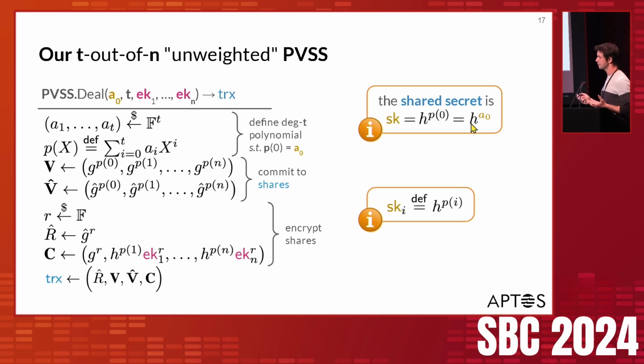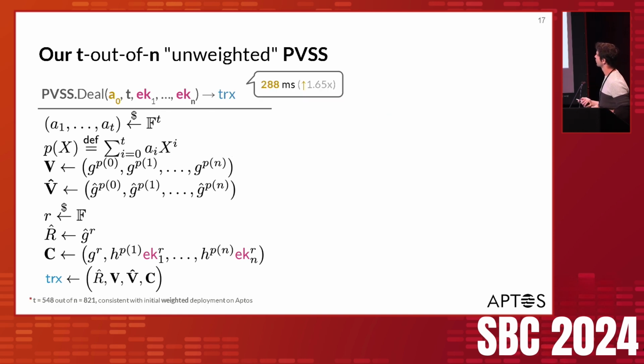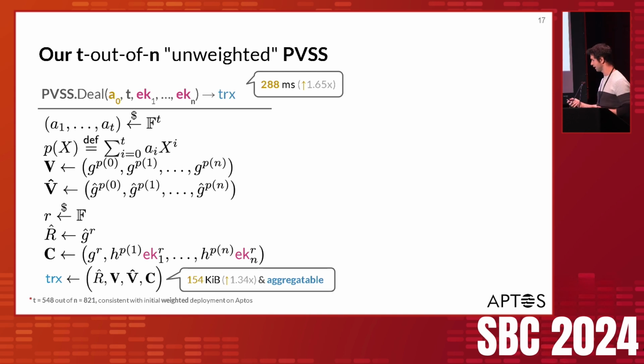And the nice property that you'll get is that given enough SK_i's, so given more than t, you can aggregate the SK via what some of you know already as Lagrange interpolation, which I'm going to mention later. Okay, so how does this perform in practice? If we do this in a t-out-of-n setting where t is 548 and n is 821, those were the initial numbers we used in the Aptos deployment, then you can do a dealing in 208 milliseconds. This is a little bit slower than the state-of-the-art SCRAPE protocol because we have some extra elements here, this V vector that SCRAPE doesn't. But as I'll argue later, that doesn't matter because we win in other parts. The transcripts are pretty small too, 154 kilobytes, and they're aggregatable because these elements have really nice homomorphic properties.